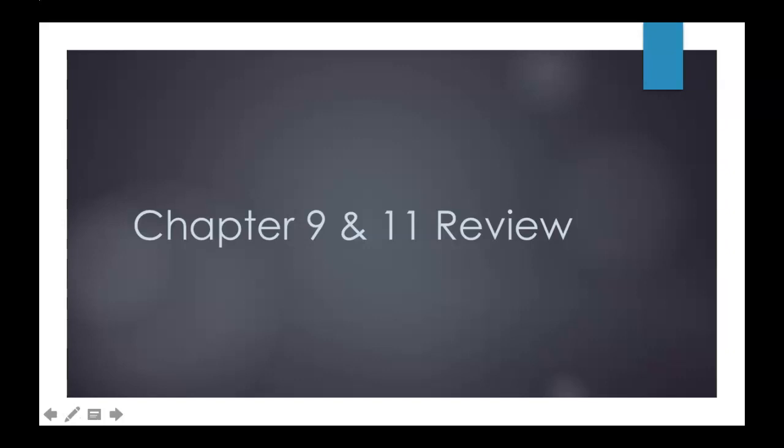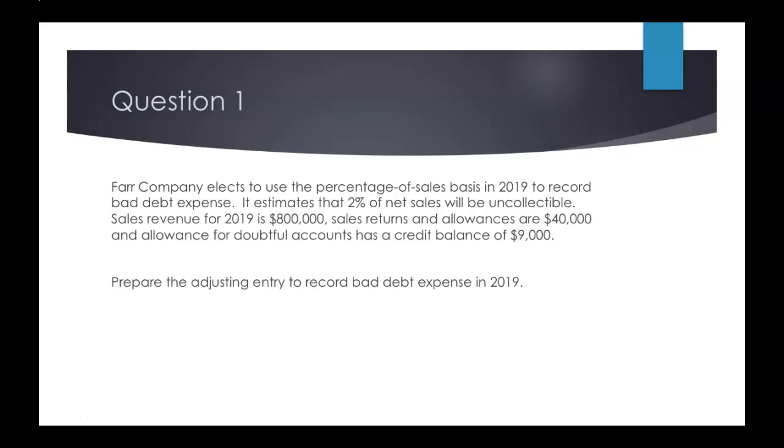Let's review chapters 9 and 11. So question number 1 says, FAR company elects to use the percentage of sales basis in 2019 to record bad debt expense. It estimates that 2% of net sales will be uncollectible. Sales revenue for 2019 is $800,000. Sales returns and allowances are $40,000. And allowance for doubtful accounts has a credit balance of $9,000.